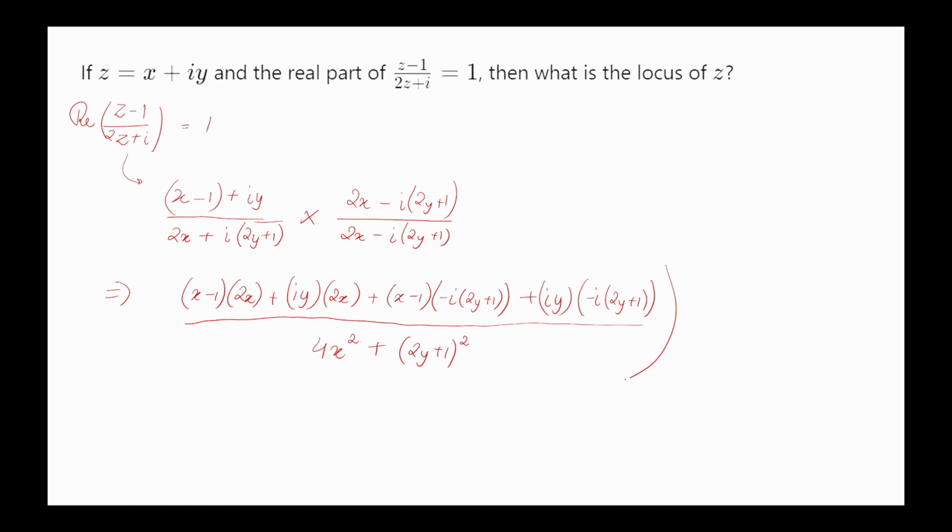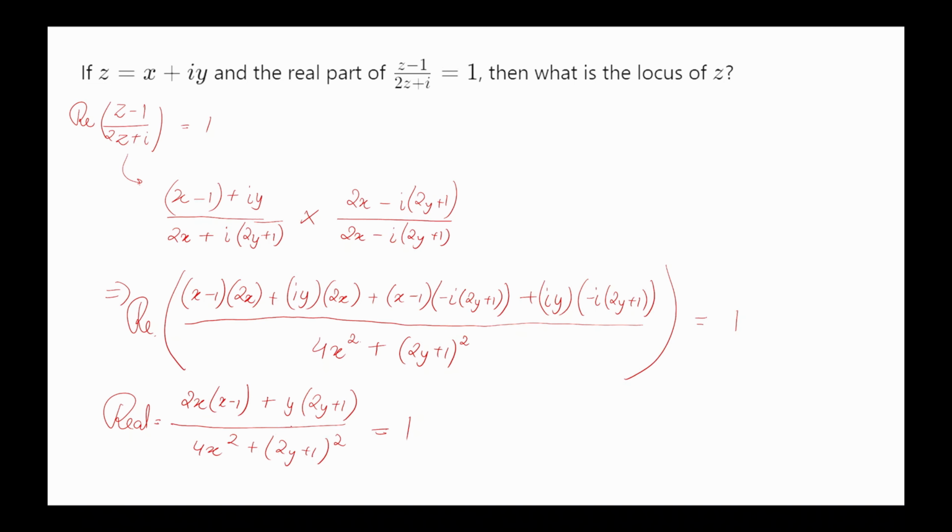Now they've told us that for this entire function the real part is equal to 1. Now I'll simply segregate the real part and leave all the imaginary part aside. So what would be the real part in this equation? My real part would be 2x into (x minus 1). And what would be my other real part? It would be iota into iota minus 1, multiplied with minus, it becomes plus 1. So plus y times (2y plus 1) upon 4x square plus (2y plus 1) whole square. So this is basically my real part, right? So this value is equal to 1.